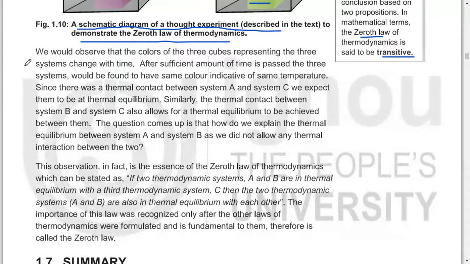We would observe that the colors of the three cubes representing the three systems change with time. After a sufficient amount of time has passed, the three systems would be found to have the same color, indicative of the same temperature. Since there was thermal contact between system A and system C, we expect them to be at thermal equilibrium. Similarly, the thermal contact between system B and system C also allowed thermal equilibrium to be achieved between them. The question that comes up is how do we explain the thermal equilibrium between system A and system B, as we did not allow any thermal interaction between the two.